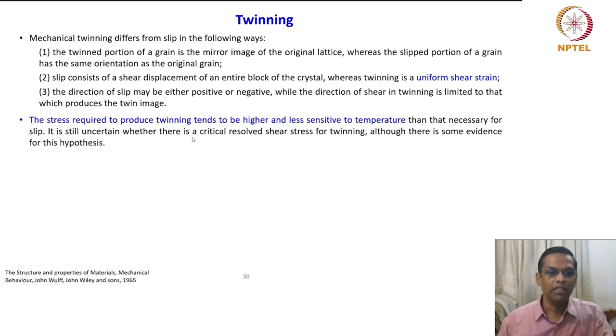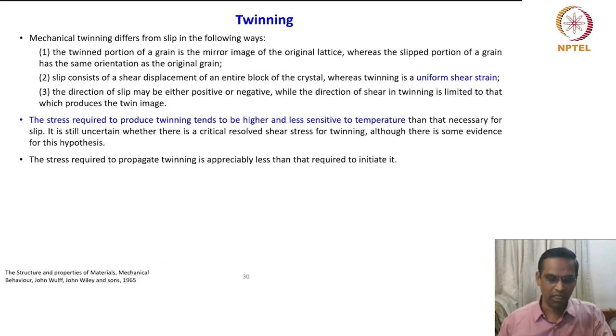It is still uncertain whether there is a critical resolved shear stress for twinning, although there is some evidence for this hypothesis. So you have to look at how we started off with slip. We started off saying that the primary requirement for slip to take place is that tau CRSS has to have a critical value, a characteristic value. And if the applied stress exceeds that, then slip starts happening. So similarly, if you are considering this as a deformation mechanism, a similar situation should arise here. But that is not the case because we are not sure yet. The experimental evidence has not confirmed this. So it is hypothesized.